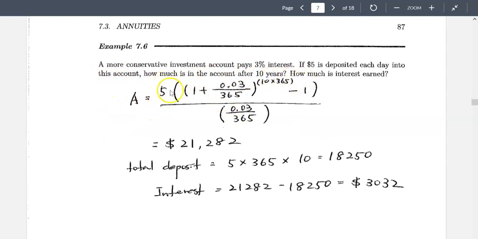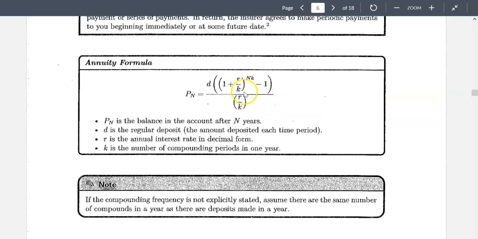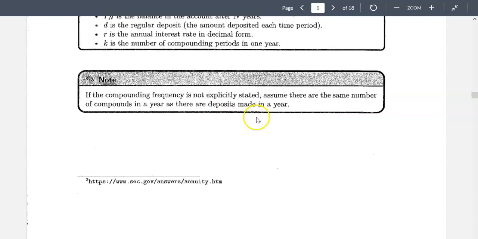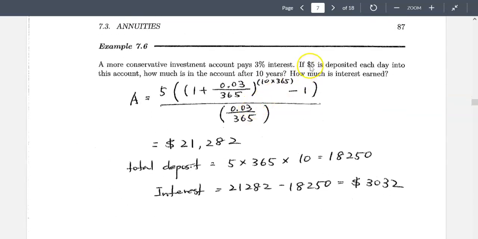So A equals 5 times the quantity 1 plus the interest rate divided by 365. Why is it 365? Because you deposit every day. It's like the number of times compounded. Since you deposit every day, you divide by 365. That's where the K is 365 from. T is 10. And everything else is the same; this denominator is the same as this.